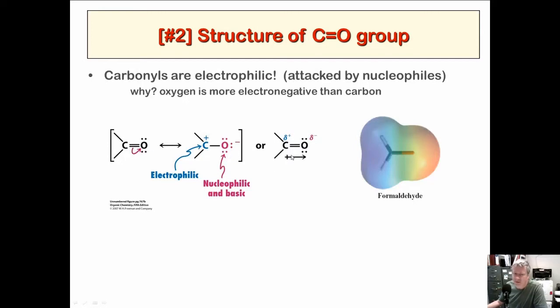We also sometimes draw this with a little arrow, and this just shows electron localization on the oxygen. Formaldehyde, this is one of those electron density graphs. The red is electron density and the blue is electron deficiency. You can see the carbon is electron deficient, which explains its reactivity.